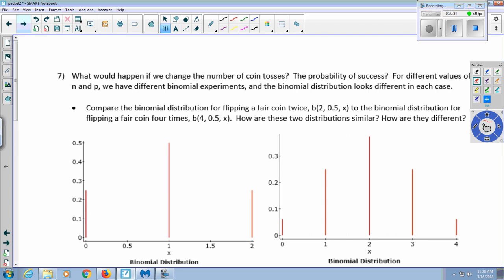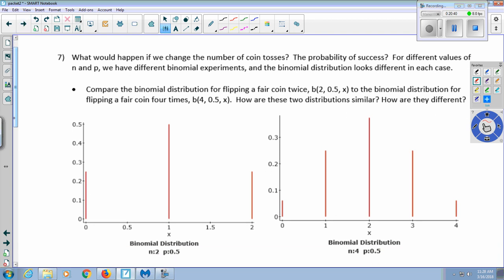What would happen if we changed the number of coin tosses? We would have different n's and different p's, and the distribution would look a little bit different. That's not surprising. Let's compare what happens when we change n. Notice that for both of them it's a fair coin, but for one we're going to have 2 fixed trials, and for the other we're going to flip our coin 4 times.